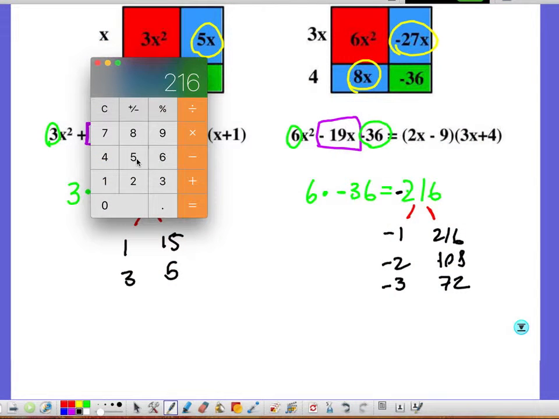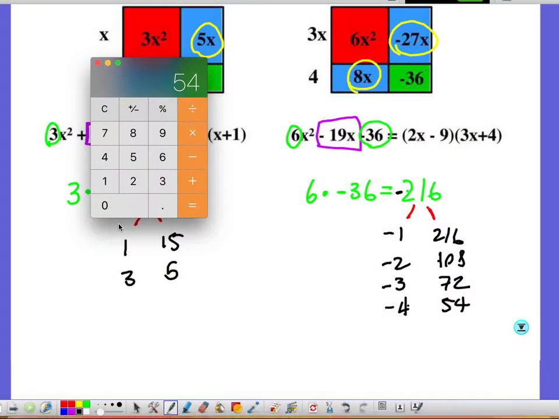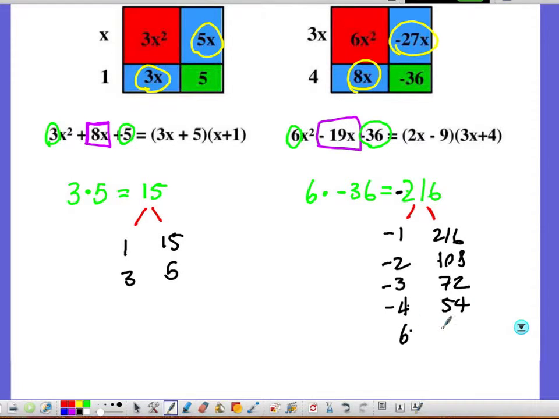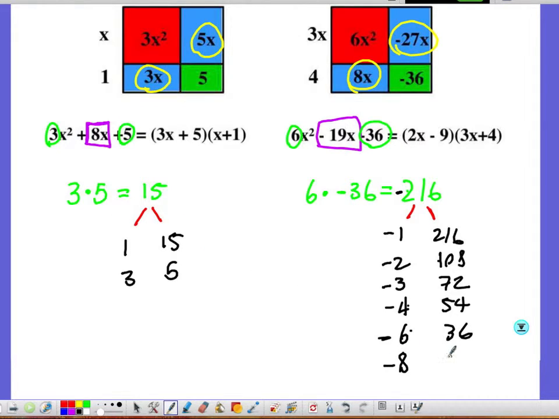So 216 divided by 4, negative 4 and 54. 216 divided by 6, 6 and 36. And 216 divided by 7 doesn't come out to an even number, so let's just skip to 8, 8 and 27. Okay, I think we have enough there.